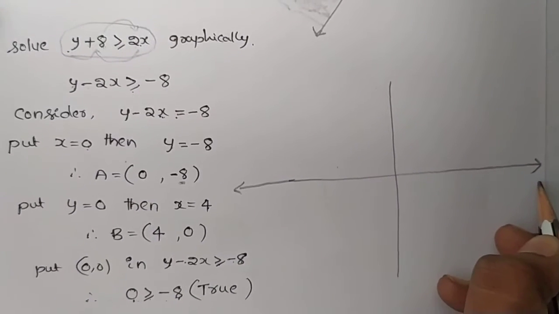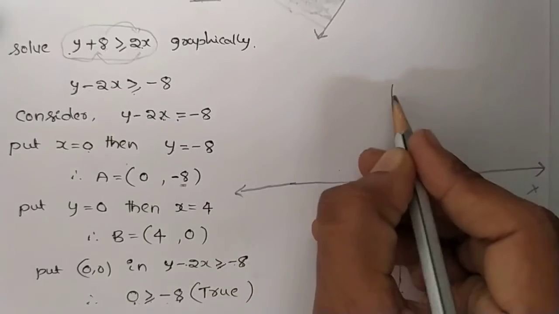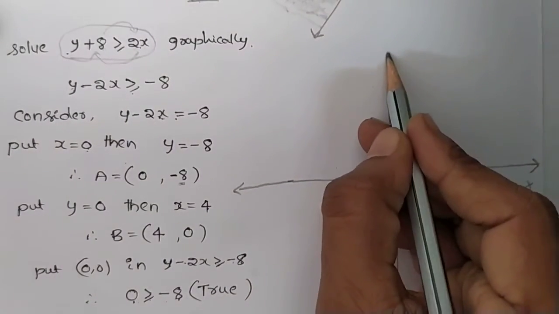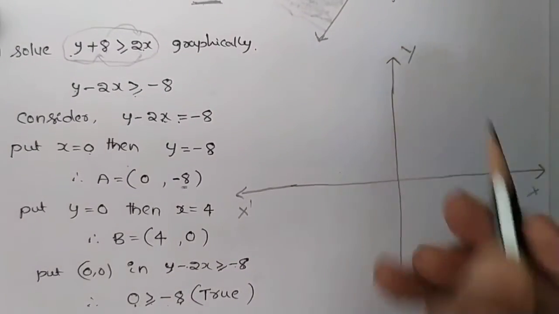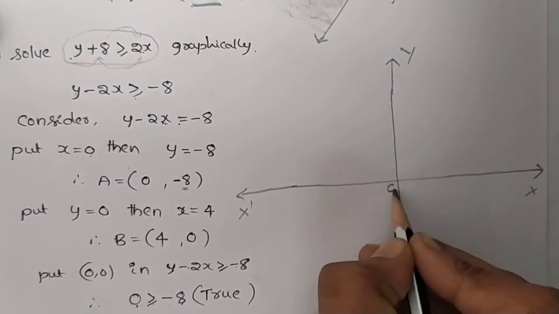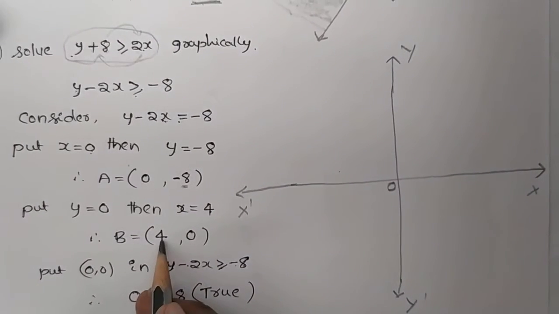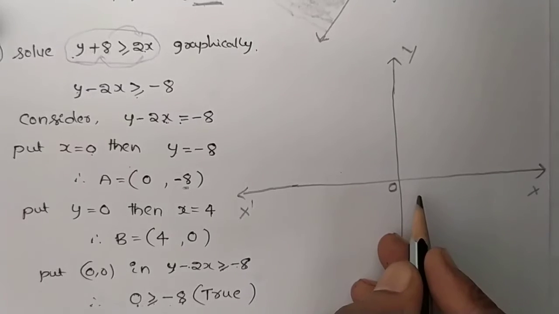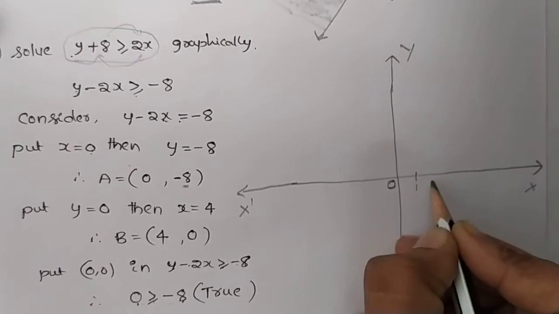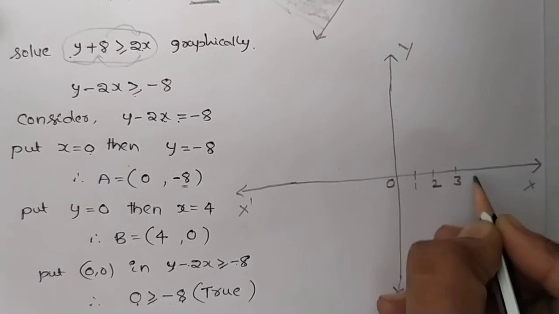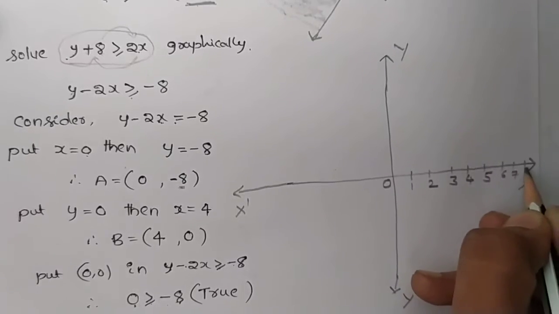It is the positive x-axis, it is the negative x-axis, it is the y-axis, it is the negative y-axis. It is the origin. Take the values on the x-axis. The maximum x value is 4 only. If you want to take up to 4, you can, or you can take up to 8: 1, 2, 3, 4, 5, 6, 7, 8.